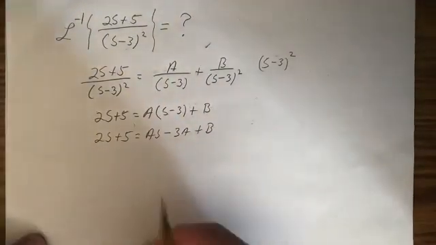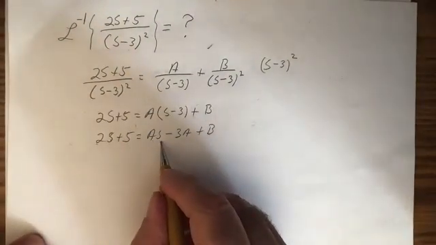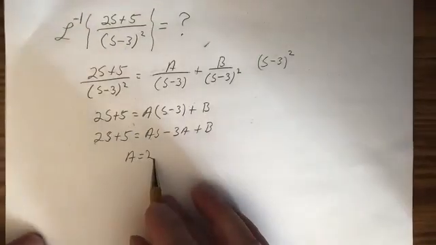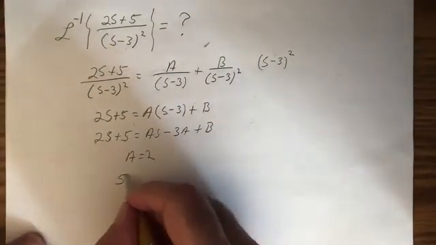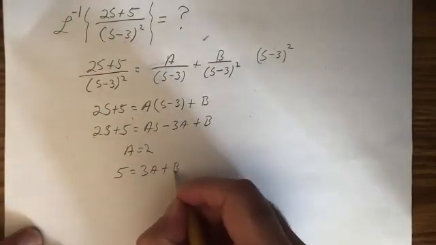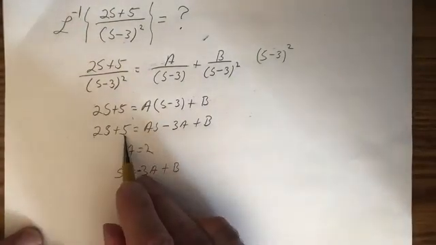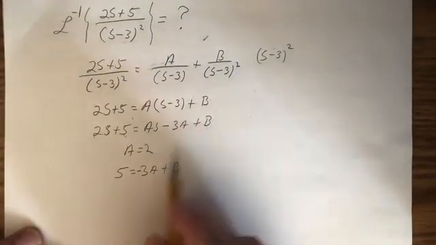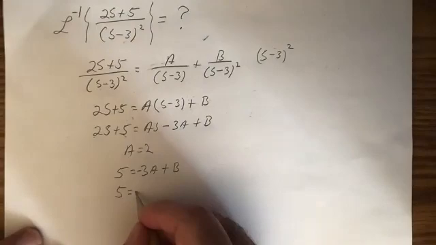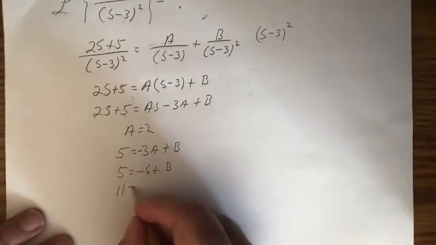When I compare, here I got an s, here I got a 2 times an s, here I got an A times an s. So this is telling me that A is equal to 2. Then here I got 5 has to be equal to minus 3A plus B. A is equal to 2, so 5 is equal to minus 6 plus B. So this is telling me that 11 is equal to B.